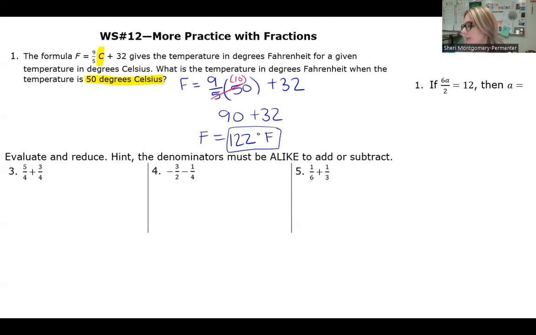The next section is a bunch of just adding or subtracting fractions. And so mainly you need to make sure that you have like denominators.